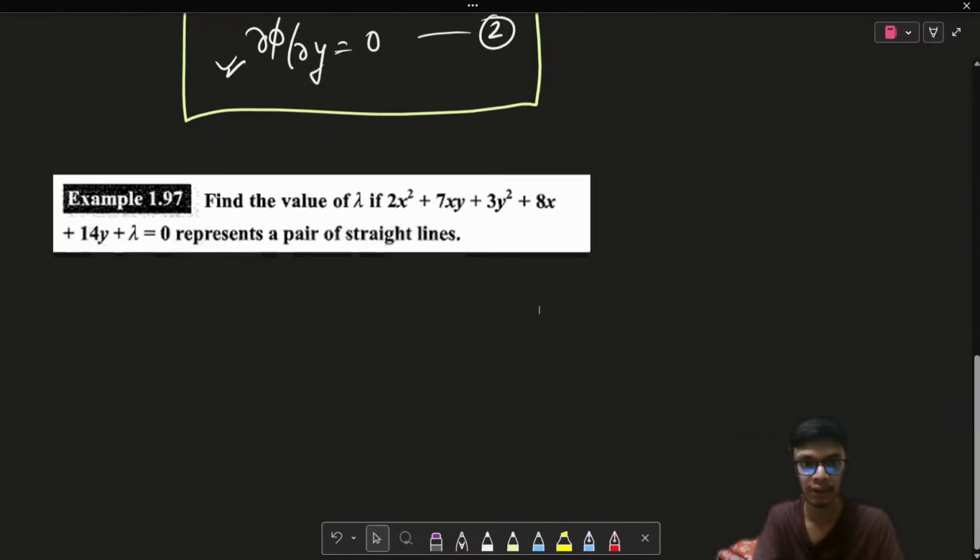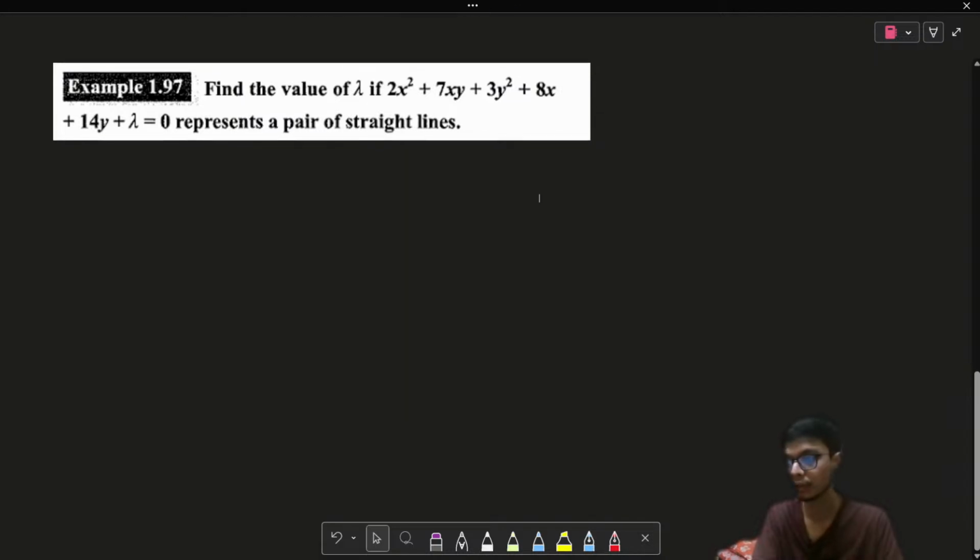I'm not going to help you out, but you have to do the algebra by yourself, and it is a very simple problem. It is said that given this particular second degree equation, when is this equation going to represent a pair of straight lines, right? So you already know the condition, and based on that condition you have to find out this variable lambda. Okay, so please try to solve this problem.